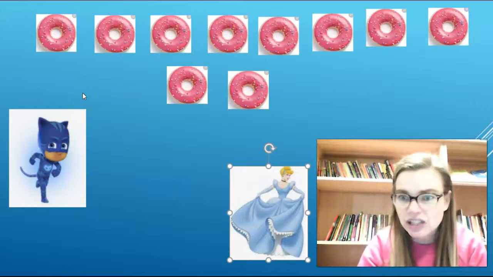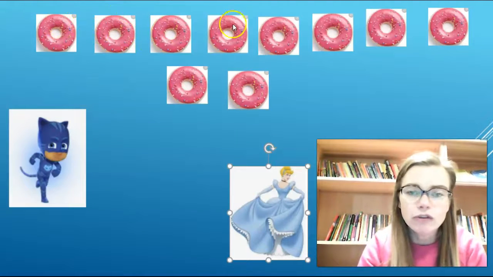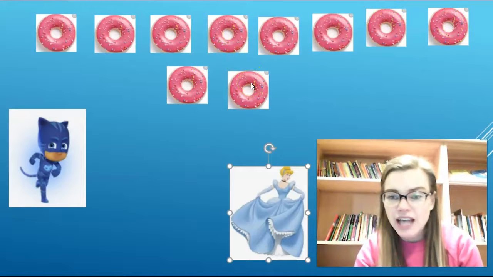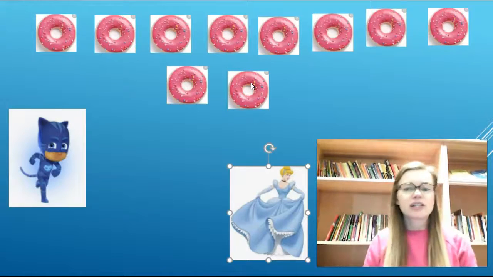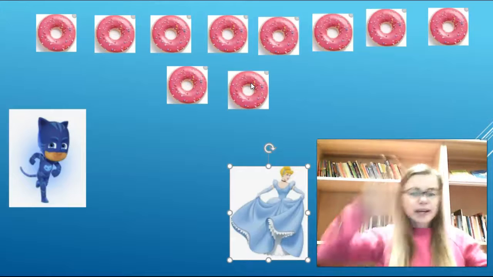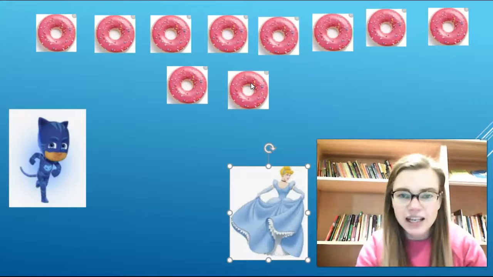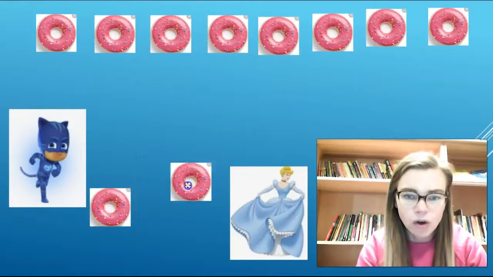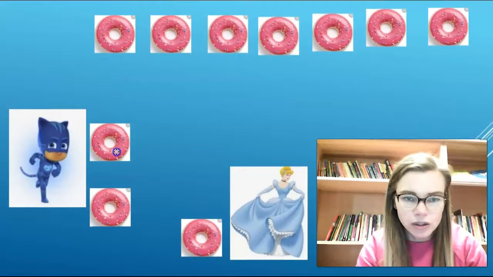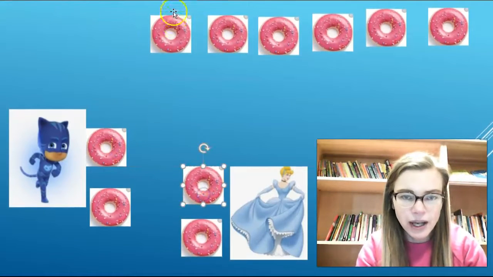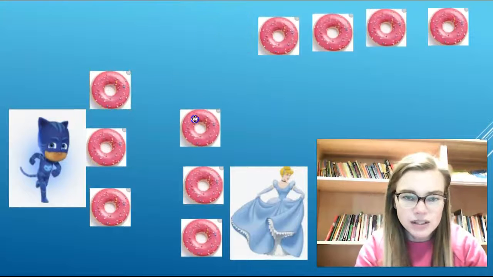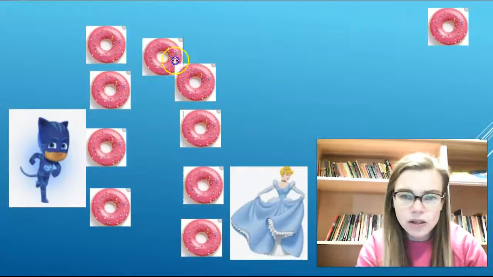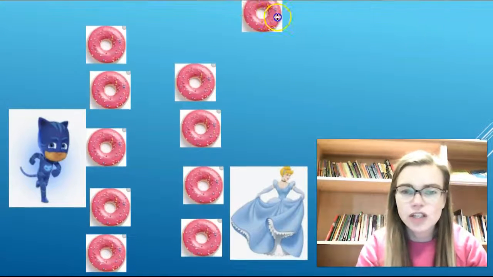There are 10 donuts. Let's just count to check. 1, 2, 3, 4, 5, 6, 7, 8, 9, 10. To find half of 10 then, we're going to share these 10 donuts equally between Catboy and Cinderella. Right, are you ready? So we're going to give 1 to Catboy, 1 to Cinderella, and keep going, one each at a time, until they're all shared.